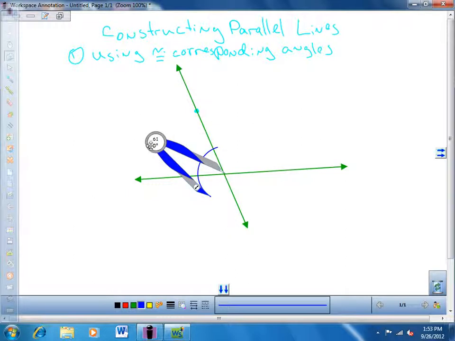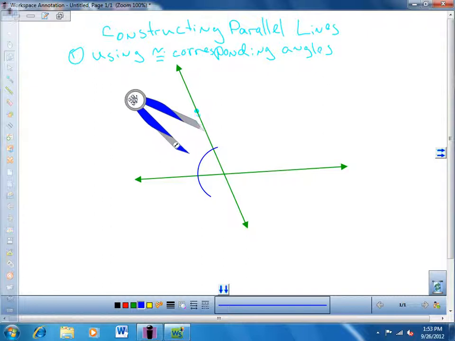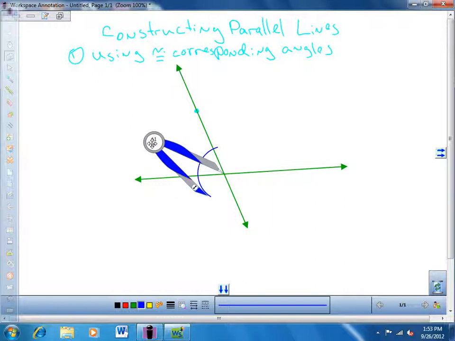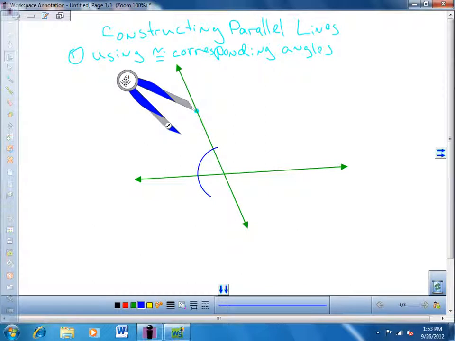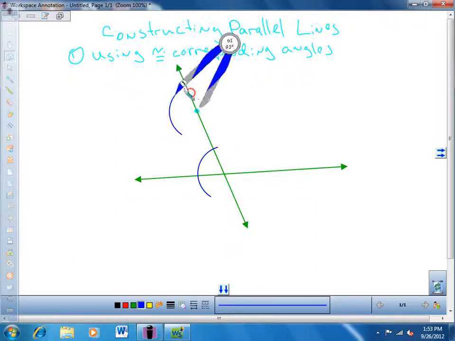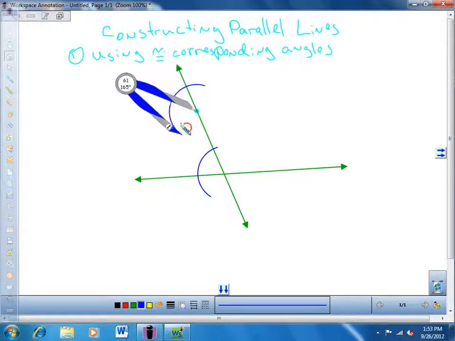Got it? And now I'm going to take my compass and I'm going to put my point right here. Okay, this is where people get confused. Because this was my vertex of that angle. So I'm going to put my point on what's going to be my vertex of my new angle. Okay? I'm going to keep my compass the same width. And now, how do I have to swing it? I'm going to swing it up so that it meets that line. See what I did? Yes. Okay? So you should have something that looks like that.